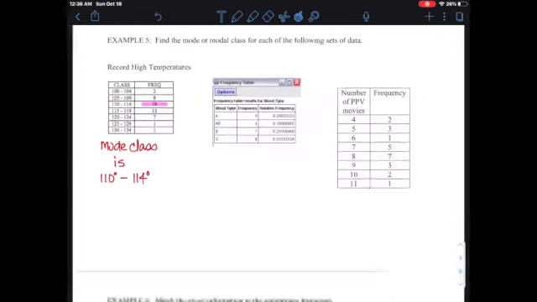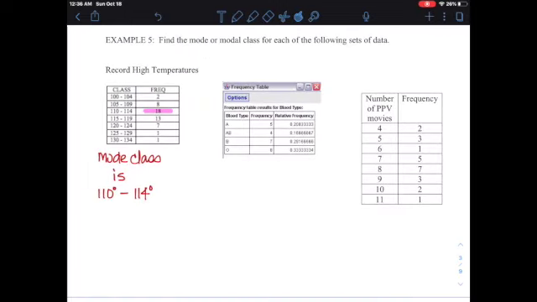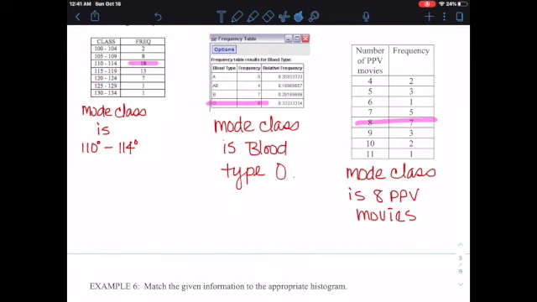Please pause the video so you can try the other two examples. Here's the answer for the other two. The mode, the most frequent, is number 8 in the frequency, and the modal class is blood type O. For the next one, the frequency happening most often is number 7 in the frequency column. To match that up, the number of PPV movies is number 8. So the modal class is A PPV movies.